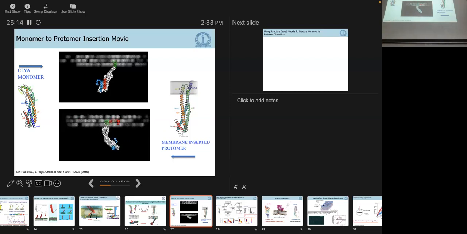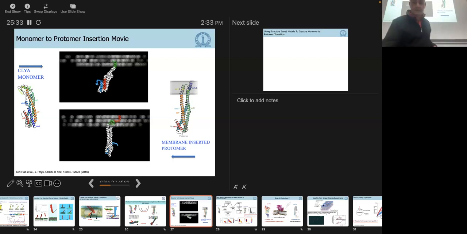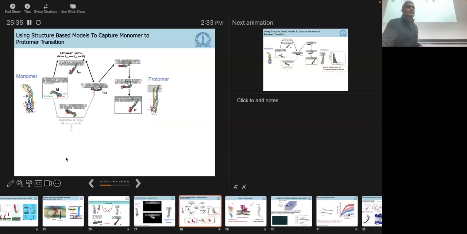You can run these simulations several times and start to get information. You can also use these simulations to determine FRET pairs, because you can start to distinguish between pairs that will give you information about the different states. So there's a lot of information you can pull out of these kinds of simulations. So what does it tell us?